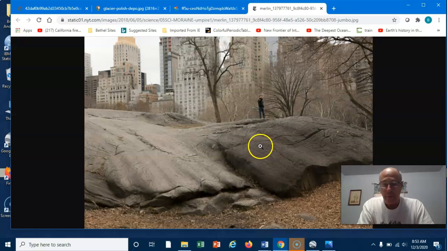That part of New York is an extremely glaciated area. There are piles of glacially created sediment that much of New York is built on, as well as this glacially polished bedrock. We don't have to go that far away, though.